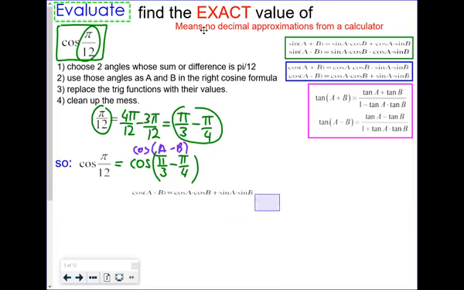Let me make that a bit bigger. Oh, come on. My board's not calibrated well. I use the mouse.